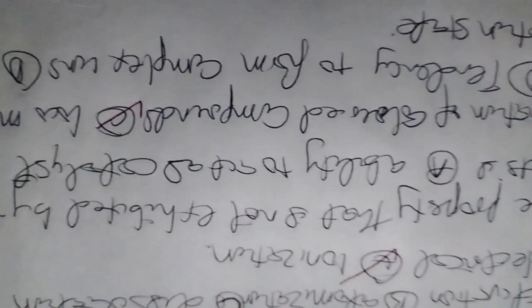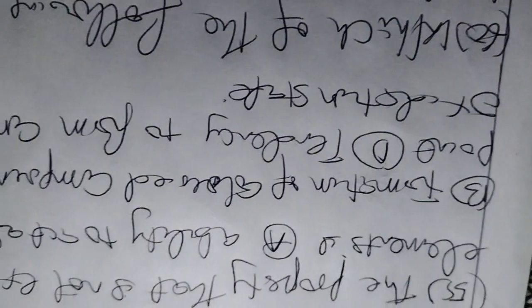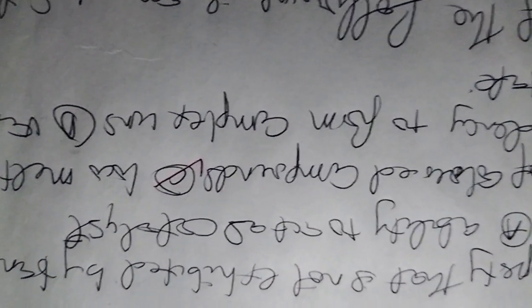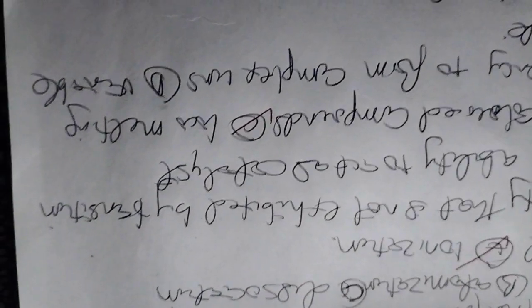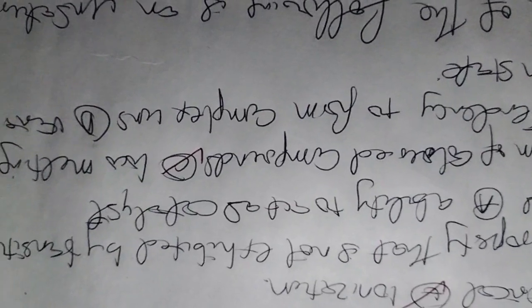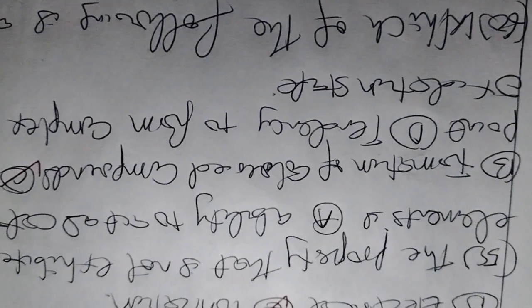Number 59. The property that is not exhibited by transition elements is A, ability to act as catalyst, B, formation of colored compounds, C, low melting point, D, tendency to form complexes or complex ions, and E, variable oxidation state. So the answer to number 59 is C, low melting point.